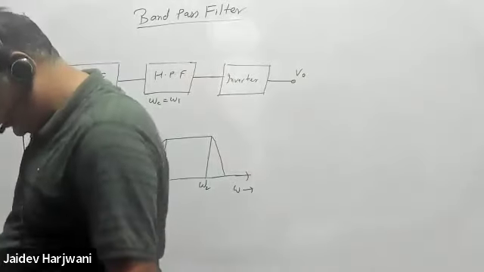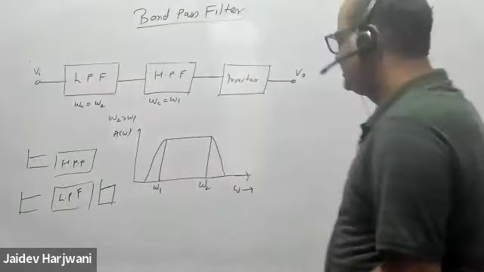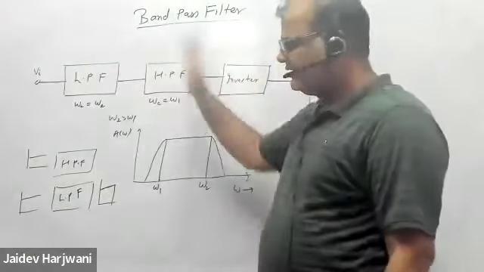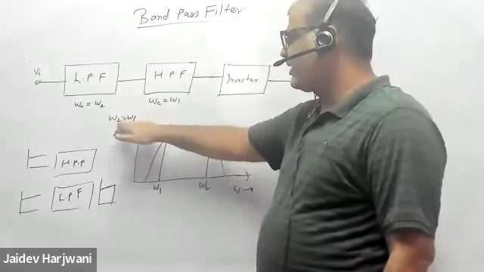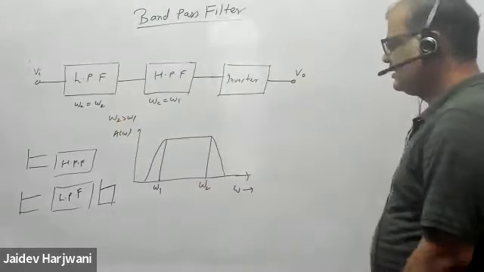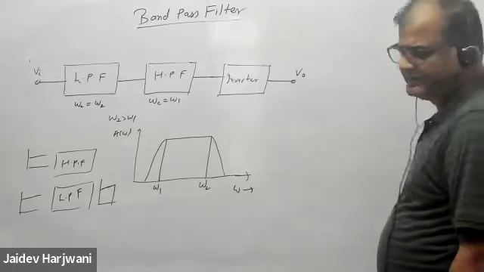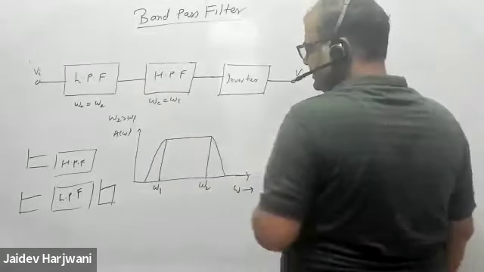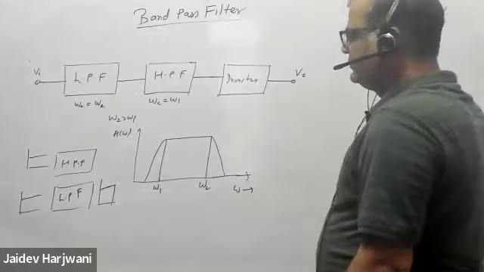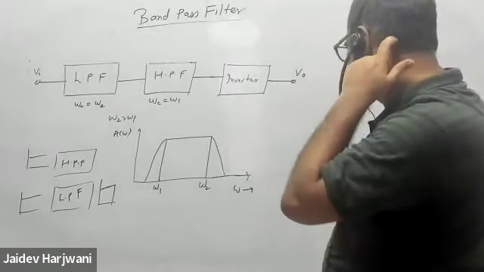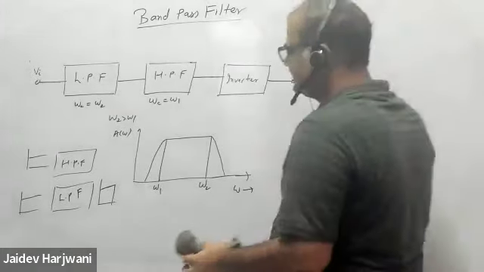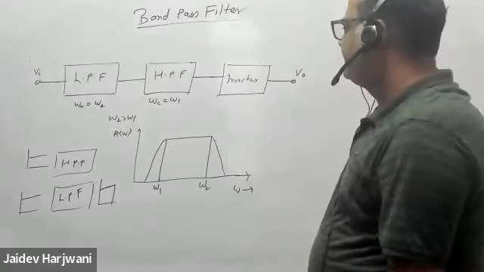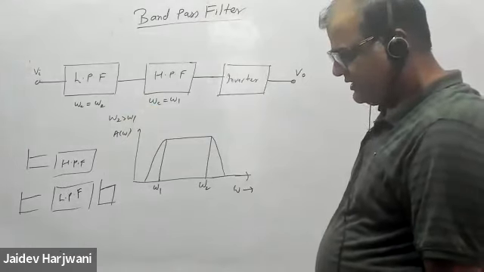Now let us write the output. You can put a high pass filter here and a low pass filter here. The only thing is the frequency: omega 2 should be greater than omega 1, and then you can pass the band. Yesterday we already saw the circuits for low pass and high pass filter. Does anyone remember the circuit? So let us draw the circuit now. First draw the low pass filter, then the high pass filter, and then the inverter, and then we'll write the output.